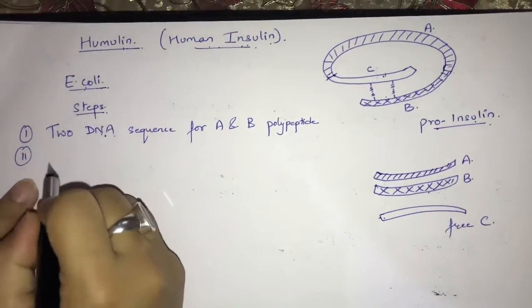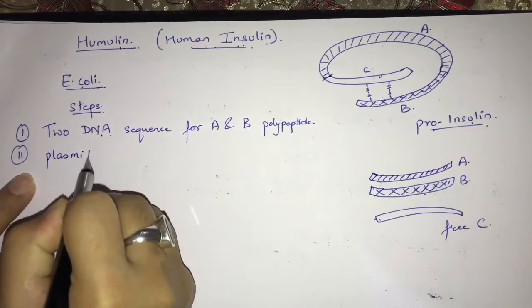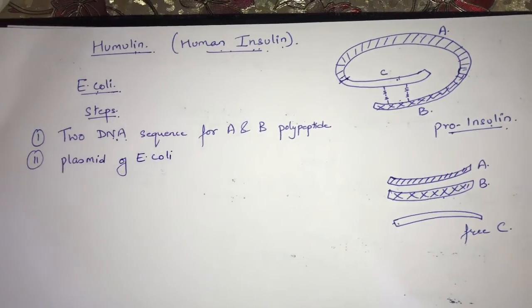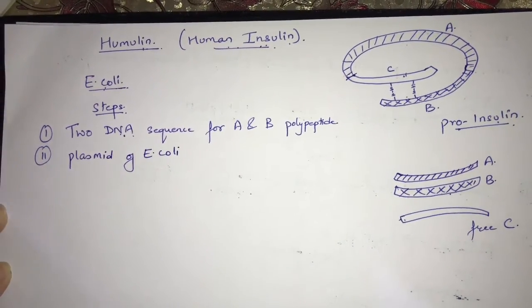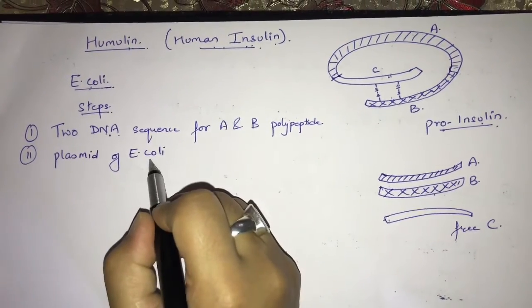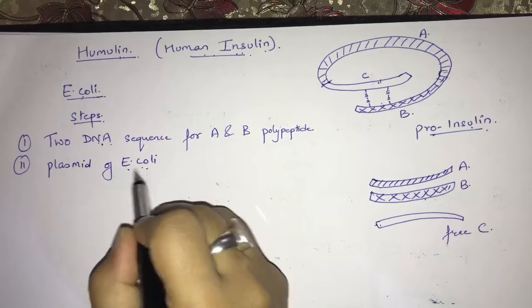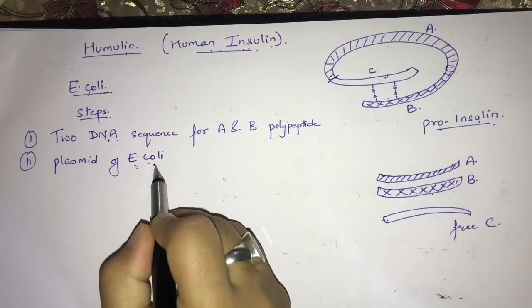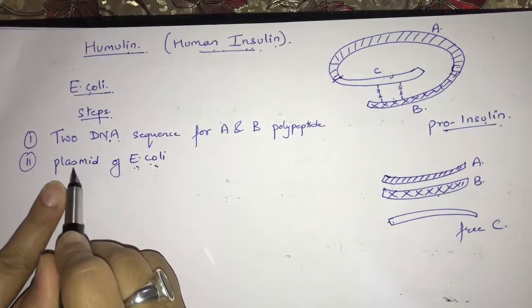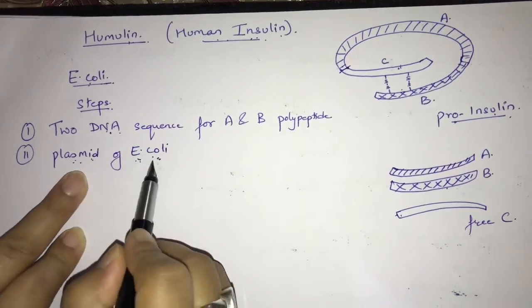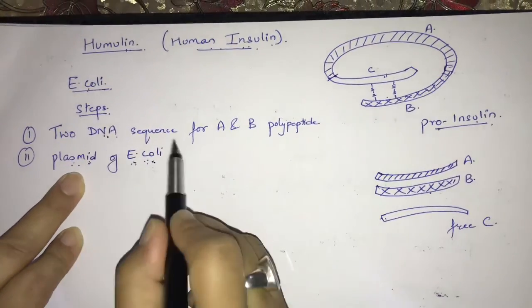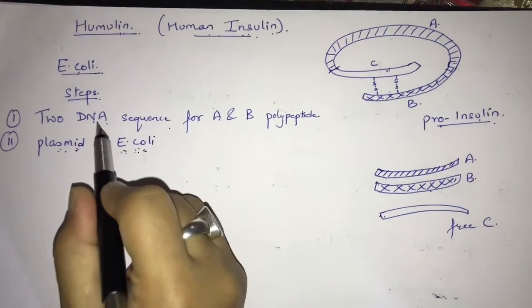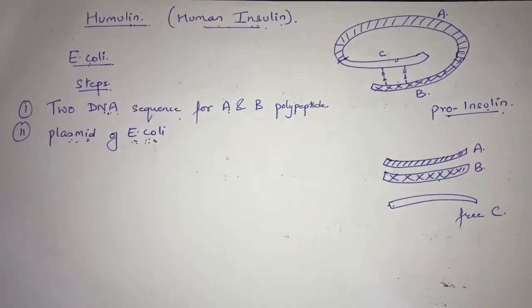So here the vector is the plasmid of E. coli bacteria, thereby producing recombinant DNA, transgenic E. coli, because this bacteria E. coli is now transformed. It not only contains its own plasmid DNA, but it also contains foreign DNA, which is sequenced or extracted artificially for A and B polypeptide.